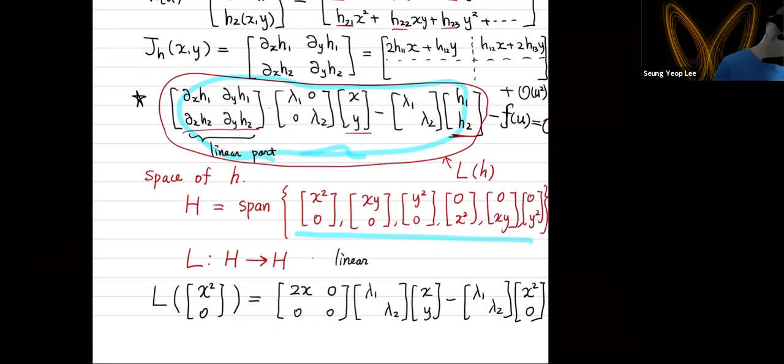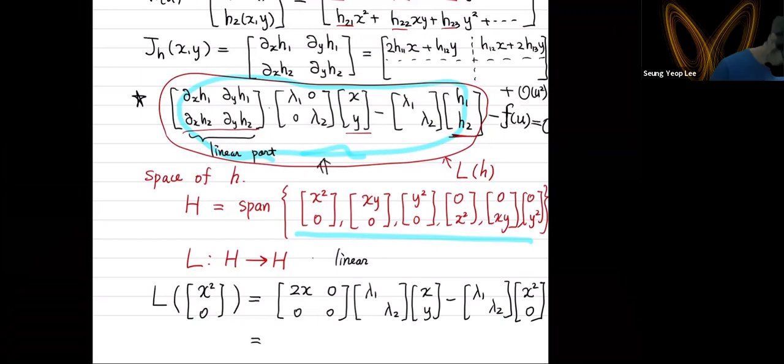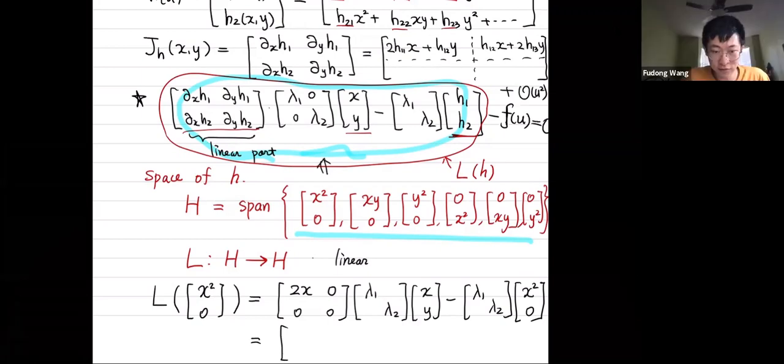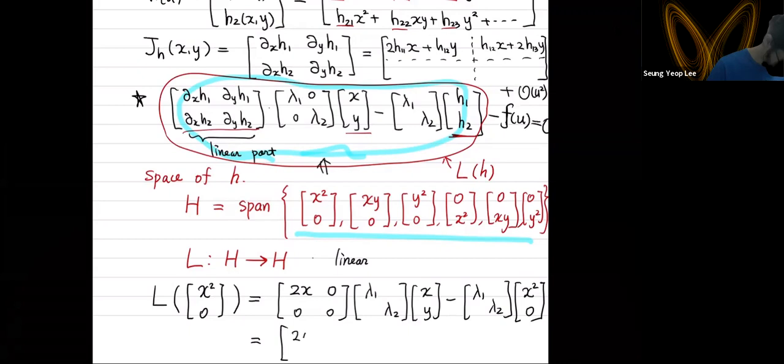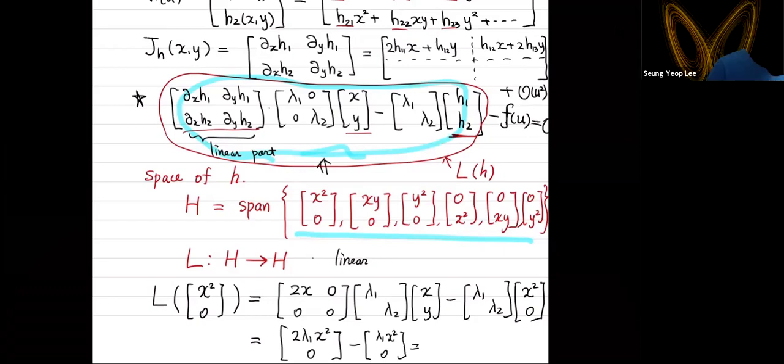You know where we come from, right? It's coming from this part. Now it's very easy to calculate. The first term is 2 lambda 1 x squared, 0. And the second term is just lambda 1 squared, 0. So the answer is lambda 1 times x squared, 0. So this turns out to be an eigenvector.